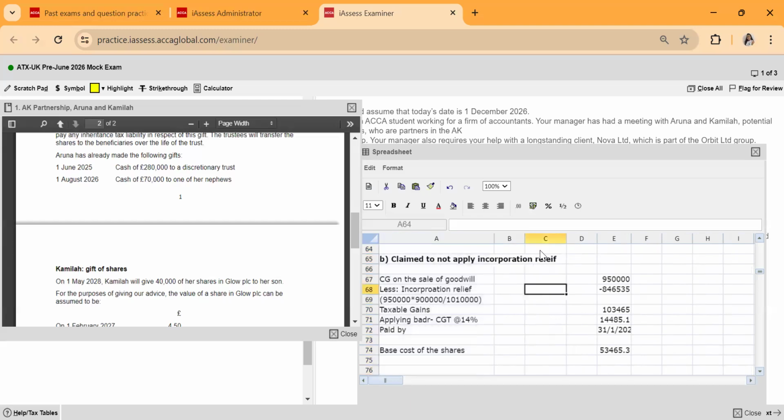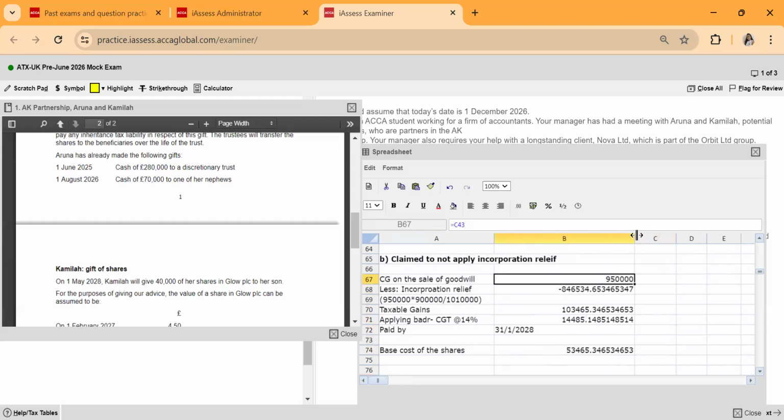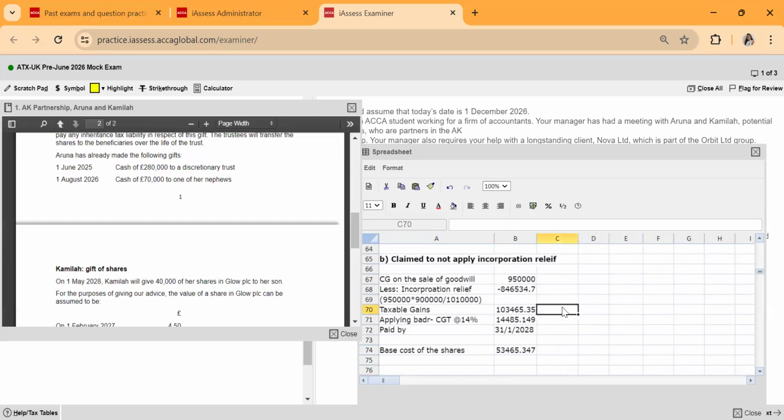Okay, I'm just doing this calculation here. You cannot delete the cells. I will just move them here. Okay, now please eyes on my screen.